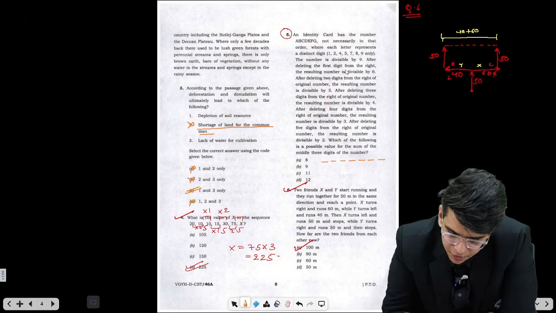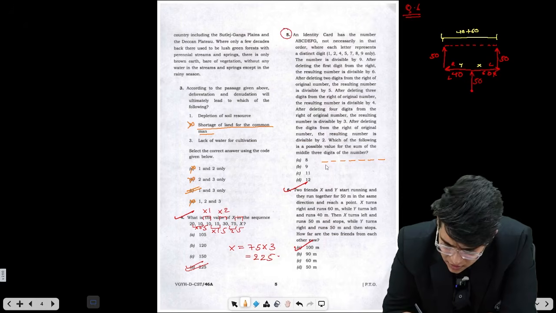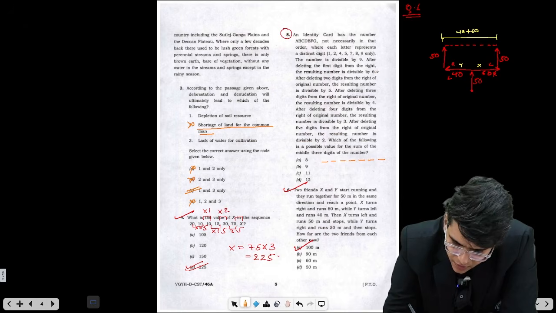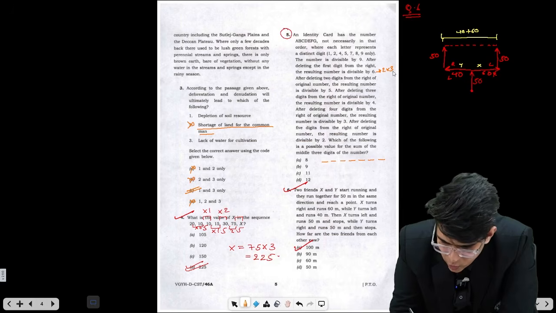After deleting the first digit from the right, the resulting number is divisible by 6. That means the first 6 digits will be divisible by 2 and 3. Divisible by 2 and 3. For the number to be divisible by 2 and 3, what is the part we can remove? Basically, we can remove multiples of 3 because the initial number was divisible by 9 and now the number is divisible by 2 and 3.